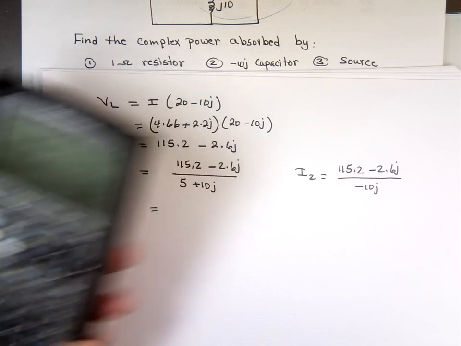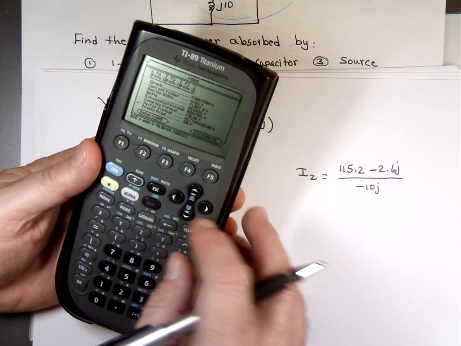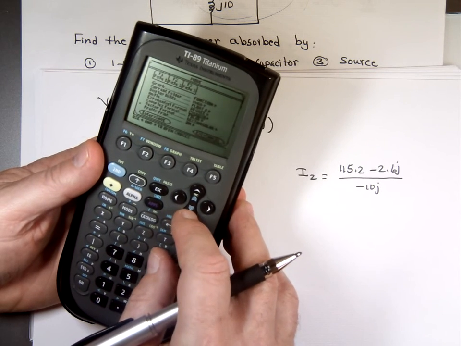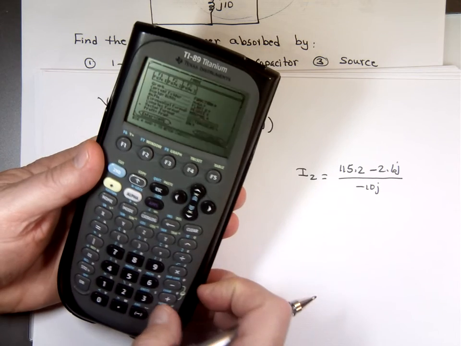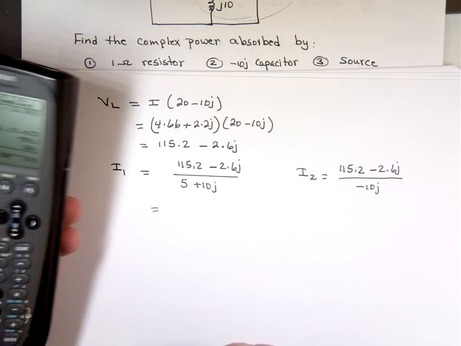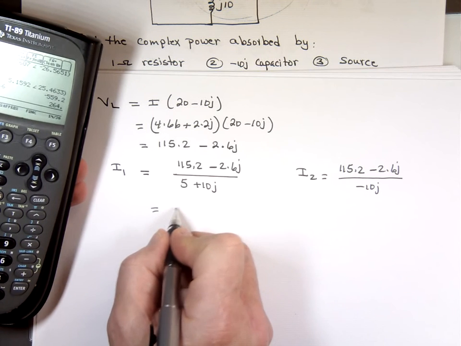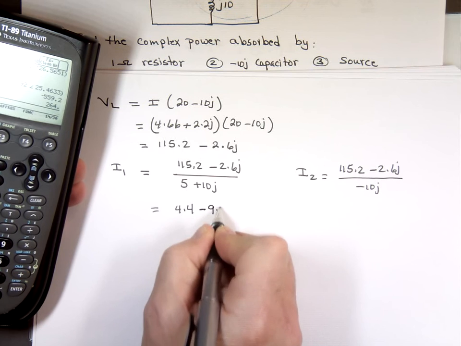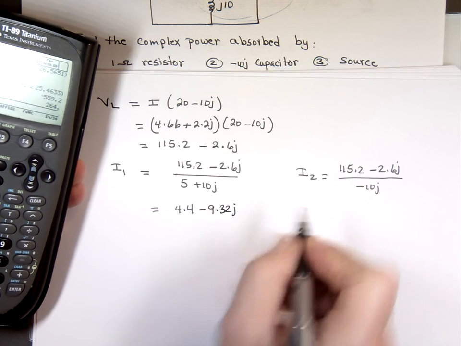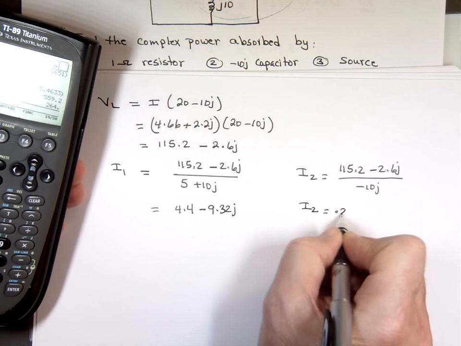Mode. Let me go to rectangular instead of polar and see if that will do it. That's both of them if you want. I'll take the rectangular for I sub 1: 4.4 minus 9.32j. And I sub 2, 0.26. Negative 0.26, right?